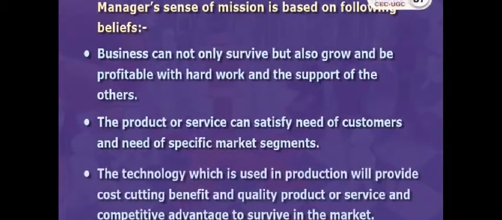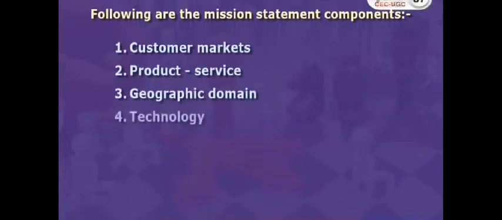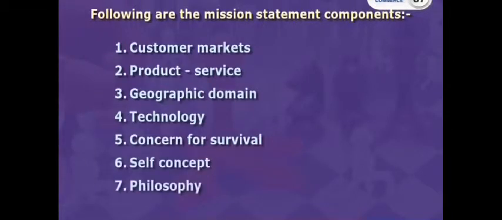The technology which is used in production will provide cost-cutting benefit and quality product or service and competitive advantage to survive in the market. To understand the strategy and its formulation, it is required to identify mission statement components. The mission statement components are customer markets, product, service, geographic domain, technology, concern for survival, self-concept, philosophy, concern for public image. Now we will discuss social responsibility.